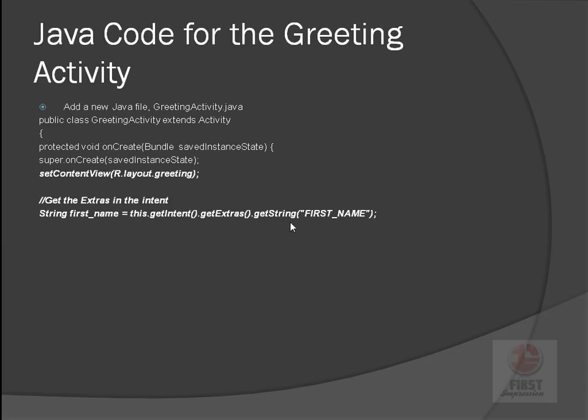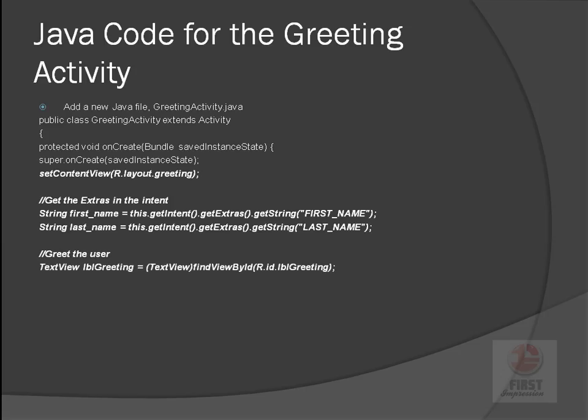The getString function requires the key. From there we have passed firstName as the key, so we'll use the key as firstName. Similarly, we have the key as lastName. The remaining syntax remains the same. Then we'll get the reference of the lblGreeting, that is the text view. Then on the text view, we will say lblGreeting.setText, "Welcome" first name, space, last name. So if the first name was Pankaj and last name was Bhatia, you will get "Welcome Pankaj Bhatia". I hope we are clear with that.